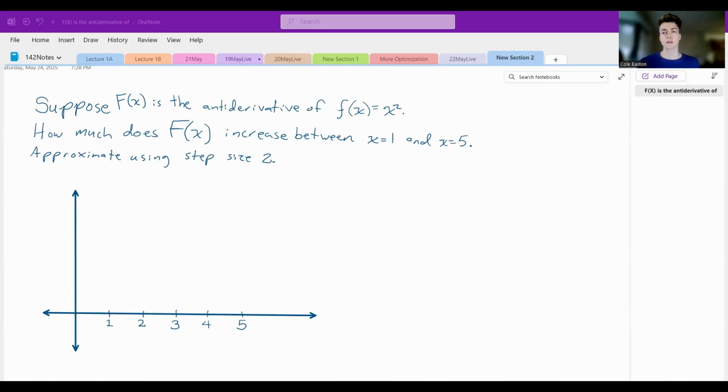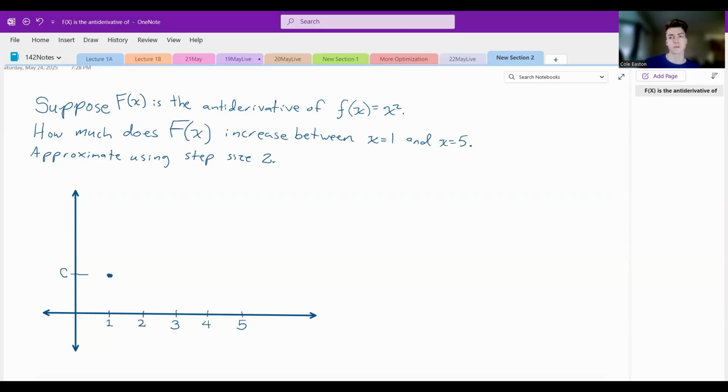So now let's try a similar example by hand. We're going to suppose that big F of x is the antiderivative of little f of x equals x squared. We want to figure out how much big F of x increases between x equals 1 and x equals 5. And we want to approximate using step size 2. Notice that we're not given what big F of 1 is. So we're just going to draw on our graph over here some number that we're going to call c. And so we'll put a point there.